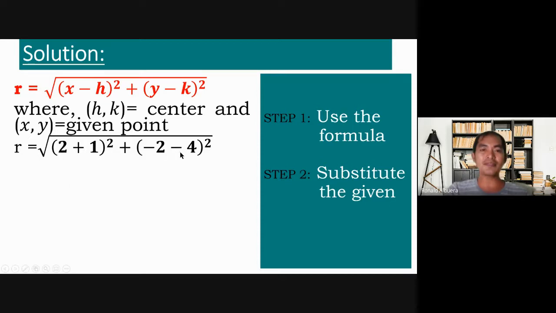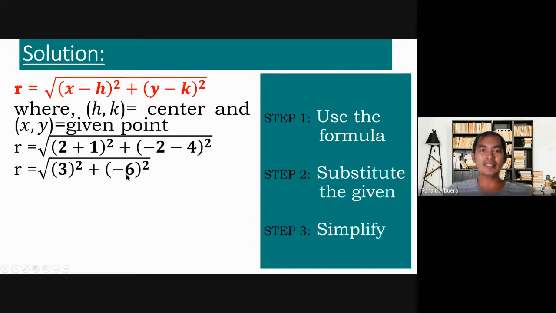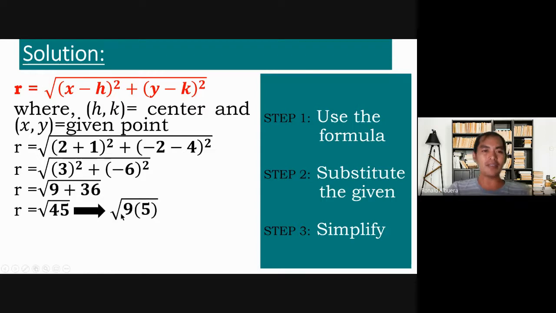Negative 2 minus 4, the same sign. So, we add 2 plus 4 is 6. We copy the sign, negative. Negative 6 times negative 6 is 36. 3 times 3 is 9. Then we add 9 plus 36 is 45. Square root of 45 in lowest terms, we have square root of 9 times 5.